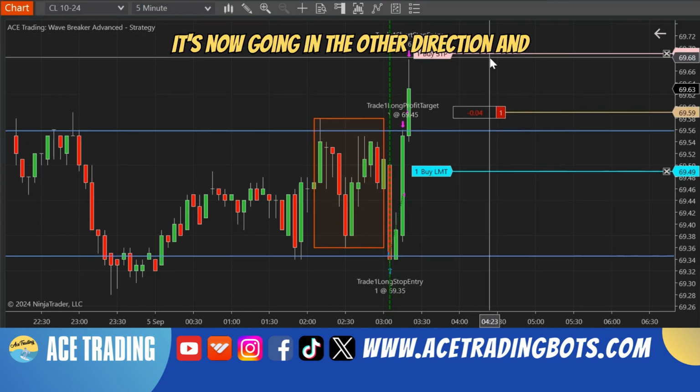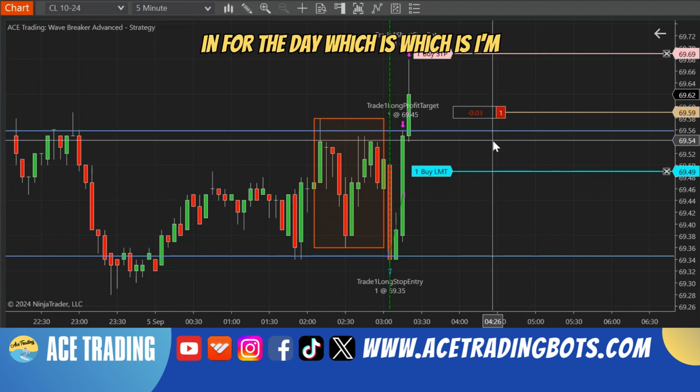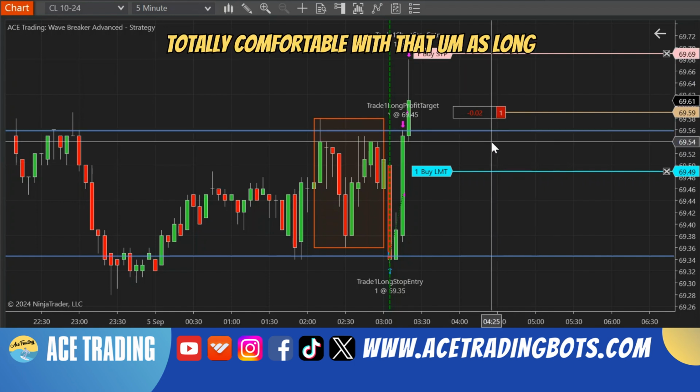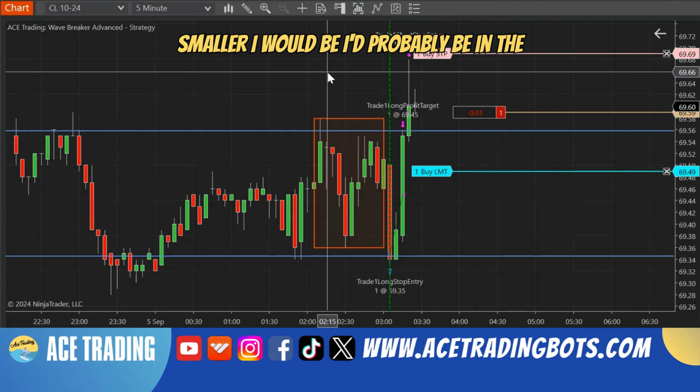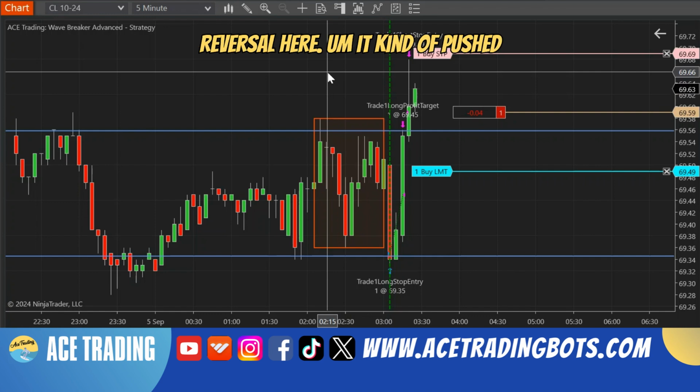It's now going in the other direction, and if that had stopped out, I'm totally comfortable with that. It means I would have been break even for the day, which I'm totally comfortable with, as long as you have a balanced risk to reward ratio. If my take profit was smaller, I'd probably be in the red for the day, but I'm not.